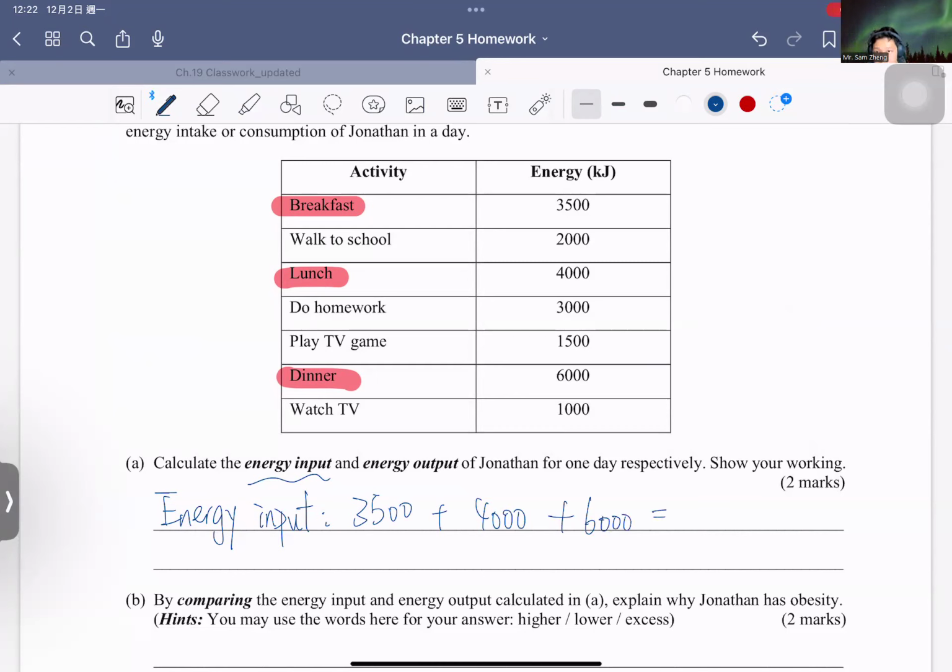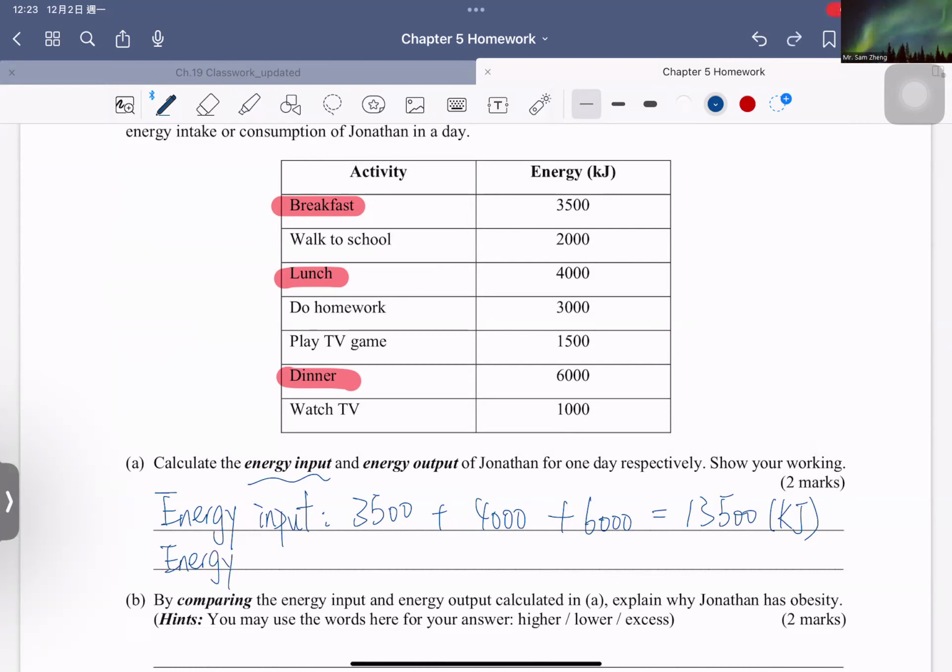So by combining these three energy values together, we will form 13,500. And many of you did not give me the unit. So remember, every time when we do the calculation, you need to give me the unit. So therefore, the unit here would be kilojoule. And next, the energy output here.